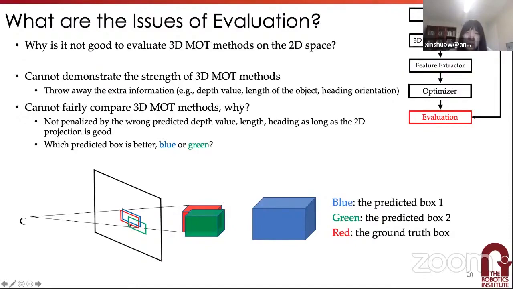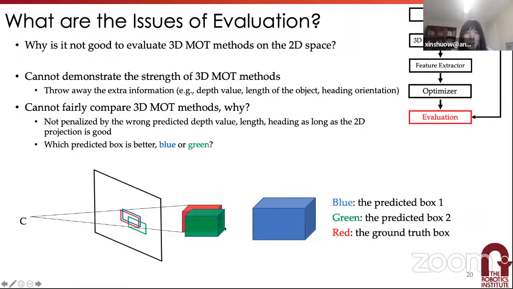If we use the 2D metrics, it's obvious here that the blue one has a much higher 2D IoU with the red one, compared to the 2D IoU between the red and the green ones. So the blue box is better in the 2D evaluation metric. But is that true in 3D space?